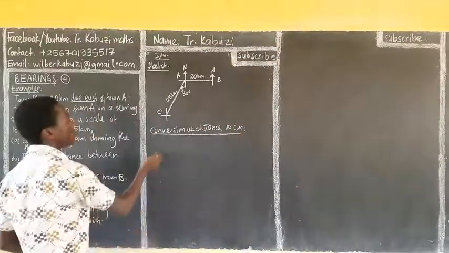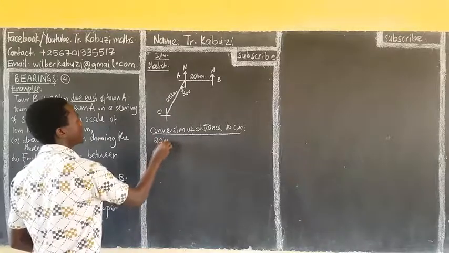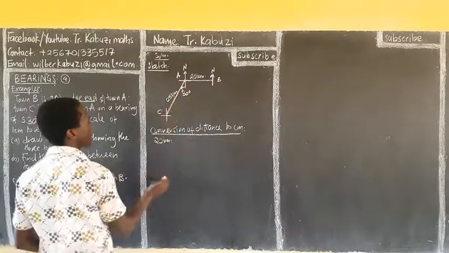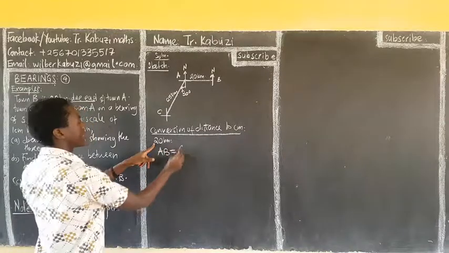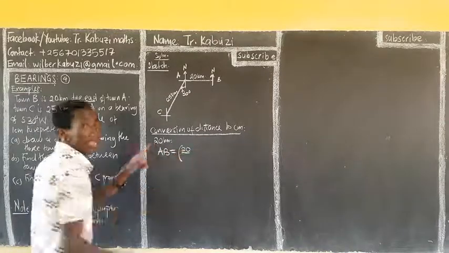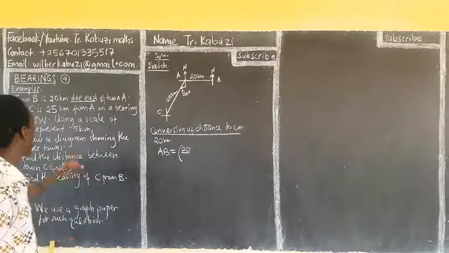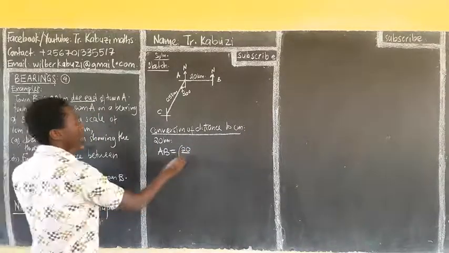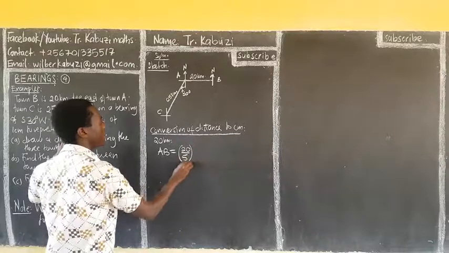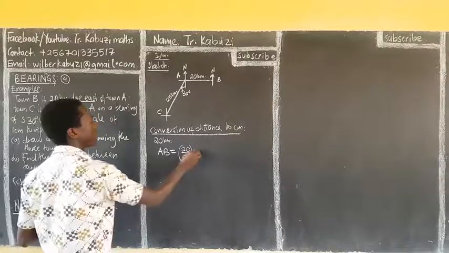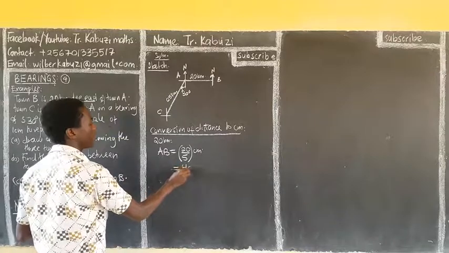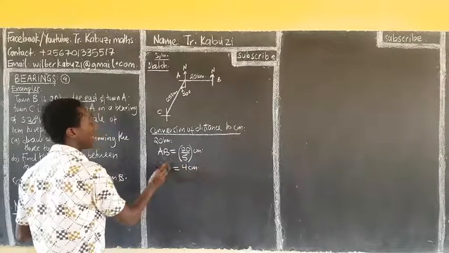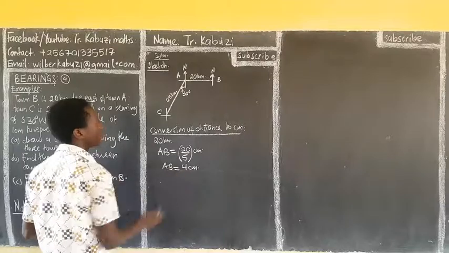Now, the first is 20 kilometers. This 20 kilometers is AB. So now my AB, to get this distance, 20, we divide it by the given scale. Our scale is 5. So I divide this by 5. After dividing by 5, what we are going to get will be in centimeters. And this divided, we get 4 centimeters. Meaning that now my AB is 4 centimeters.